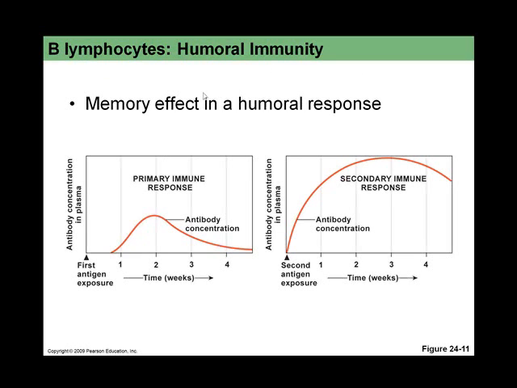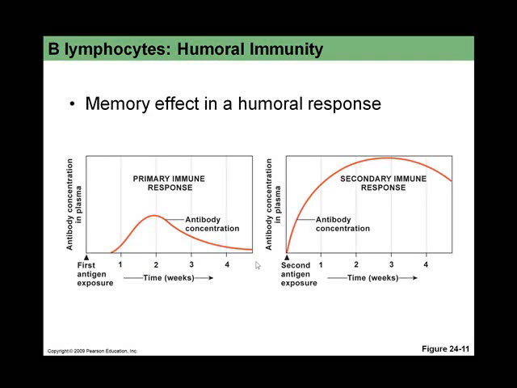So again, we're thinking about this humoral-mediated immunity or immune response, and the memory effect in a humoral response is illustrated by these two slides. We see the primary response with an antibody concentration. Then they're looking at the antibody concentration in the plasma with the first antigen exposure, and in time over weeks. So here's about 4 weeks. And then the antibody concentration in plasma.